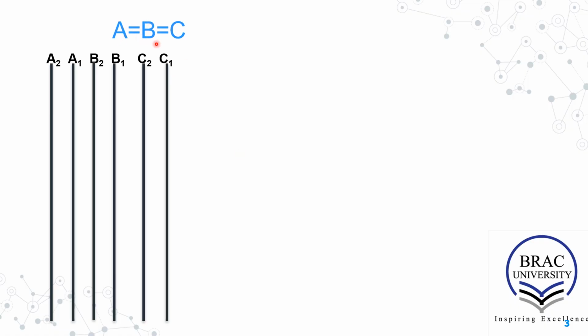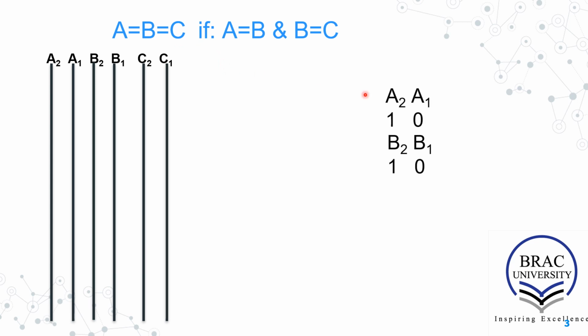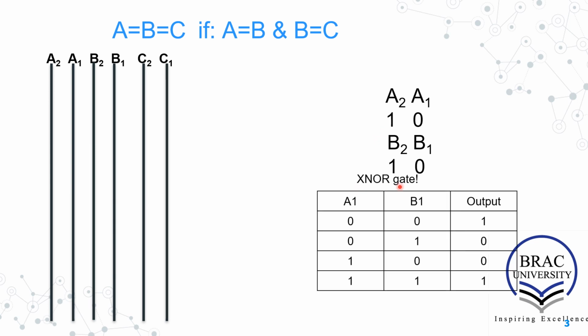A equals B equals C if A is equal to B and if B is also equal to C. So first we will check whether A equals B, then we'll check whether B is equal to C. If both conditions are met, then only we can say that A equals B equals C. So let's first check whether A is equal to B. So if you recall, we check the equality of bits using the XNOR gate.